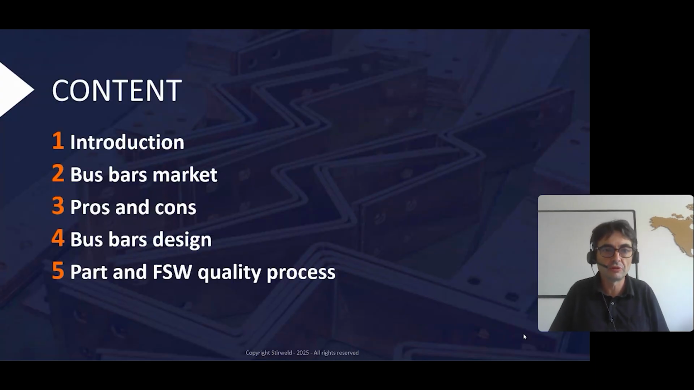I will start with a short introduction about what is friction stir welding, mainly for beginners. What is the bus bar market? Pros and cons of friction stir welding. How to design a bus bar for friction stir welding, and I will conclude this webinar with how to quality control your bus bar, to be sure that the quality is okay.